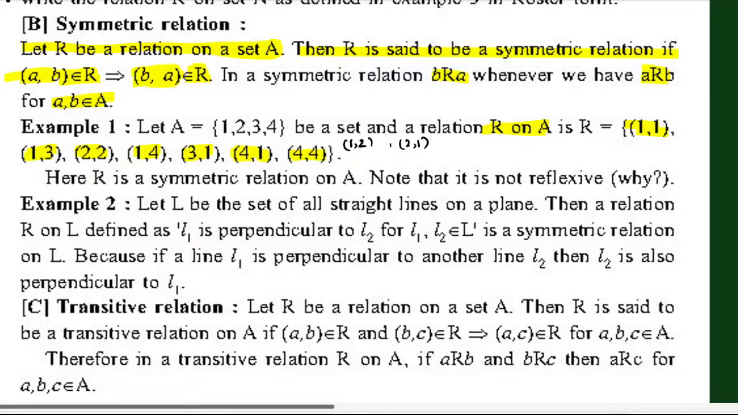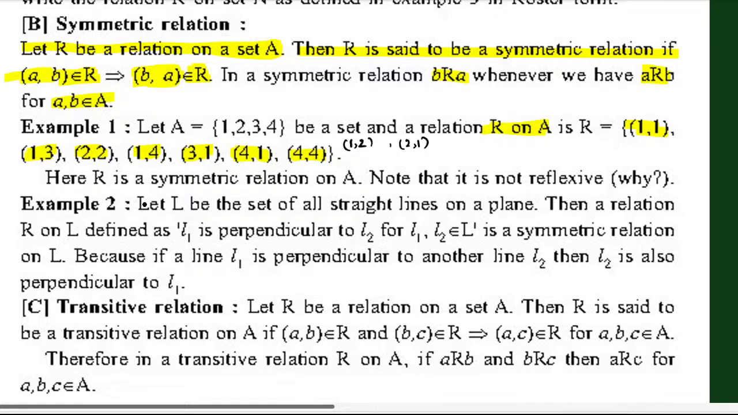Did some element become extra? That is the reason. You think and then you tell me. In this relation something is missing. Who is missing? (3,3) is missing, right? So that is why it is not a reflexive relation. (a,a) must be there, or (x,x).